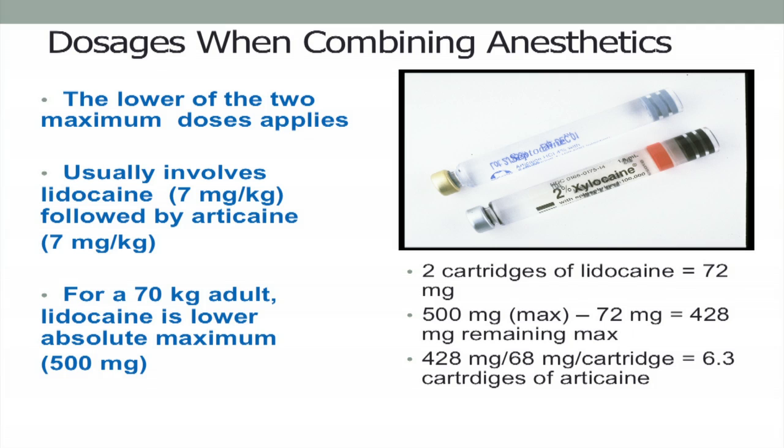So if you were to administer 2 cartridges of lidocaine, you would have administered 72 milligrams of anesthetic. Subtracting 72 from a 500 milligram absolute max results in a remaining 428 milligrams total remaining dose. 428 milligrams divided by 68 milligrams in a cartridge of 4% articaine yields a remaining maximum dose of 6.3 cartridges of articaine.